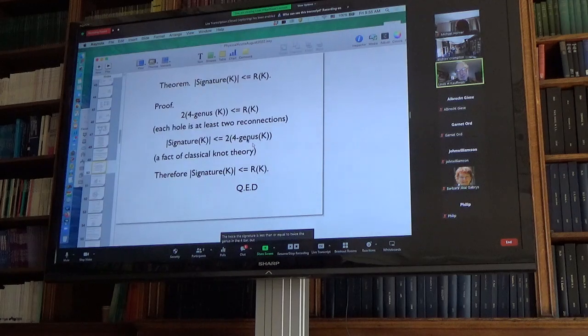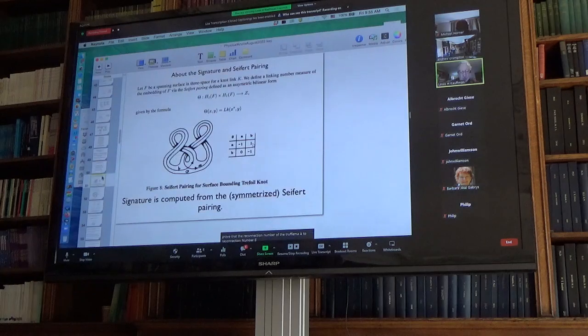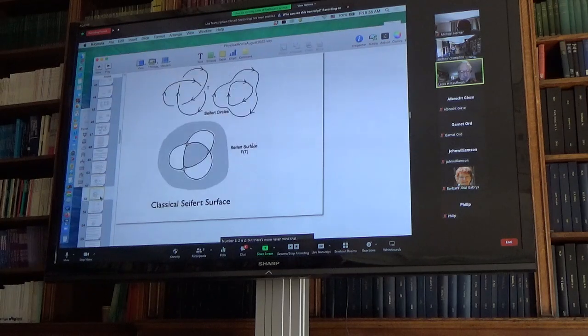But the genus in the four-ball contributes to the reconnection number, as we know. Twice the genus is less than or equal to the reconnection number. That's what we saw before. Every time you go through a genus, you're doing reconnection. So that tells you that the signature is less than or equal to the reconnection number. And from that, we can prove that the reconnection number of the trefoil knot is 2, the reconnection number of 6-2 is 2. But there's more. Never mind the definition of genus.